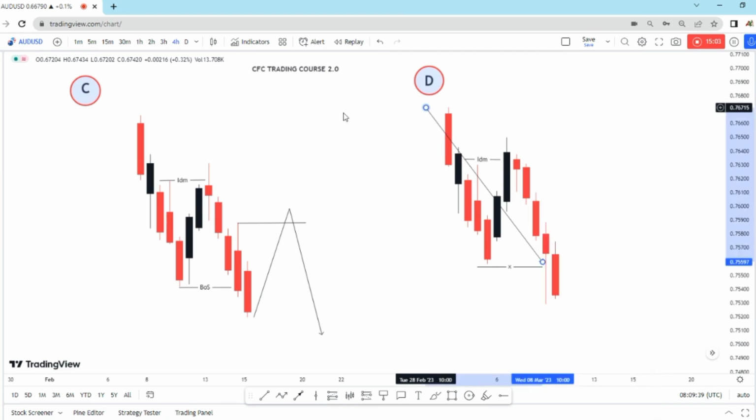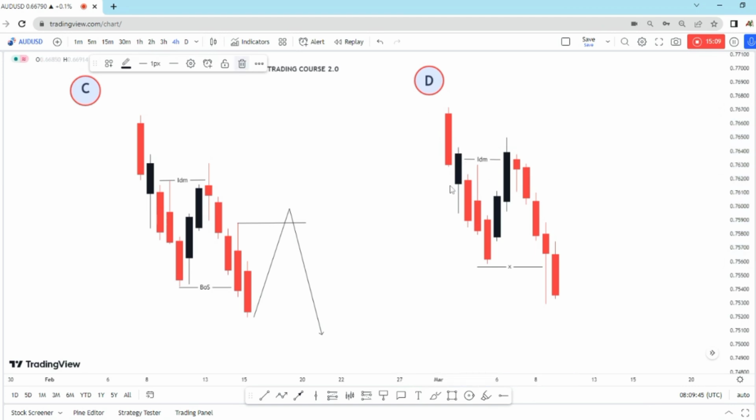As I said, a break of structure can only be confirmed if price closes beneath the structure in a downtrend. If it's an uptrend, price needs to close above the structure. The candlestick needs to close above the structure. That gives you a valid break of structure.